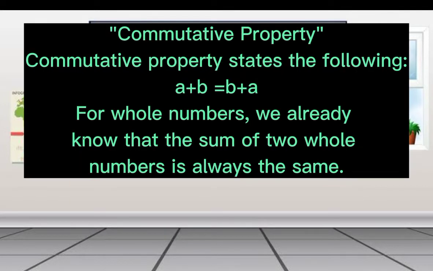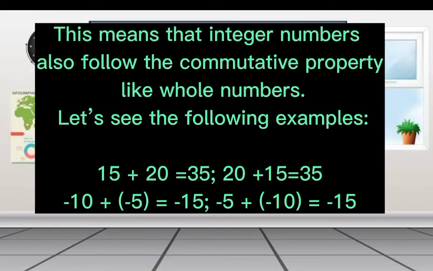Commutative property. The commutative property states the following: a plus b equals b plus a. For whole numbers, we already know that the sum of two whole numbers is always the same. This means that integer numbers also follow the commutative property like whole numbers.